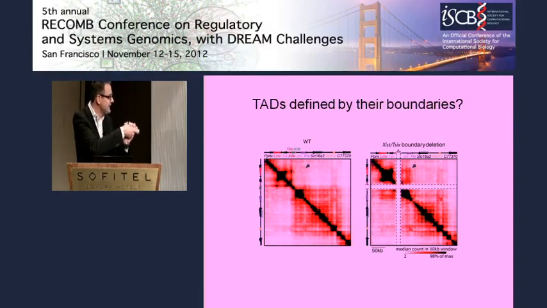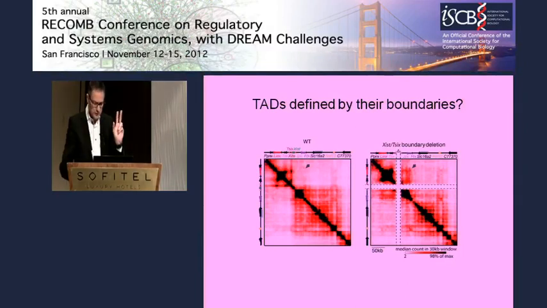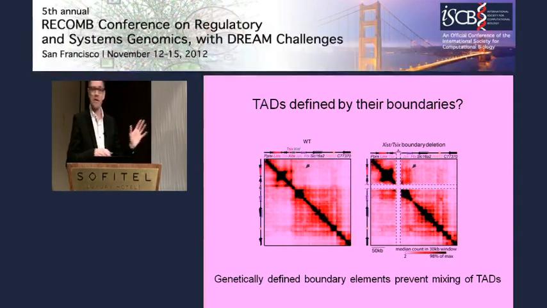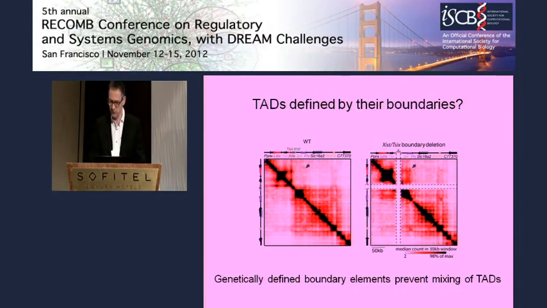So here we have deleted that boundary, and we repeated the 5C analysis of the domain. And what you start seeing is that the two domains used to be completely separate from each other. But when you delete this boundary, they start mixing, but new boundaries seem to emerge. So two things we conclude from this. One, we think there are genetically defined boundary elements that prevent mixing of these domains. We do not know how these elements would do that. And second, there's clearly something we don't understand here because the domains don't completely mix and new boundaries seem to emerge.